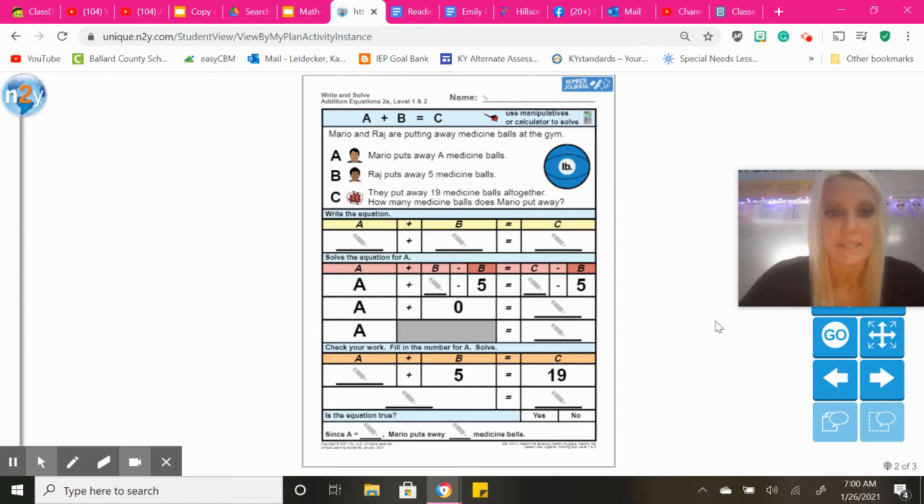So your next math box, again, is we are just working our way through these expressions. So A plus B equals C. Mario and Rashad are putting away medicine balls at the gym. Mario puts away a medicine ball. So we don't know how many is A. A is going to be A. Plus B, Rashad puts 5 medicine balls away. So B is 5. And then it says they put away 19 altogether. So C is going to be 19.